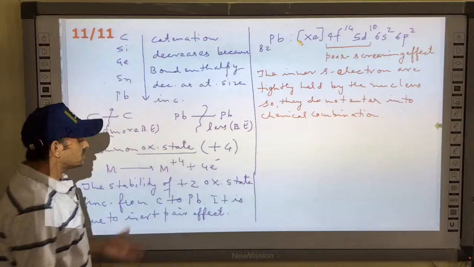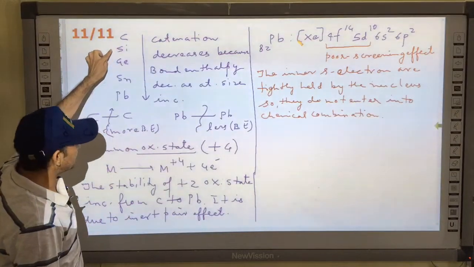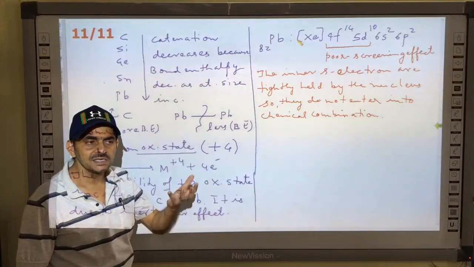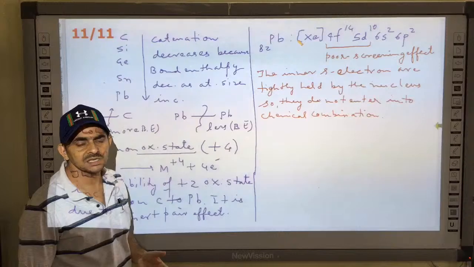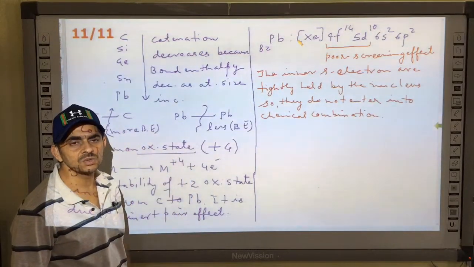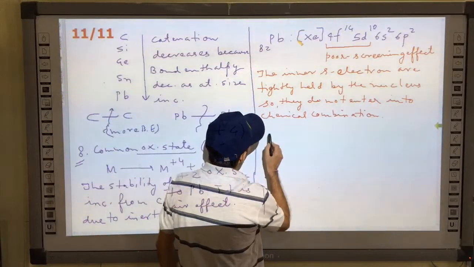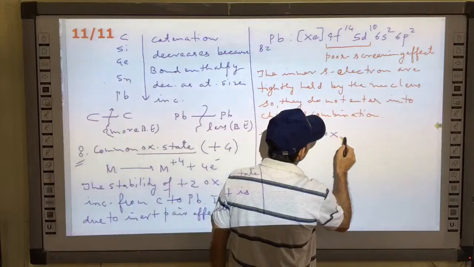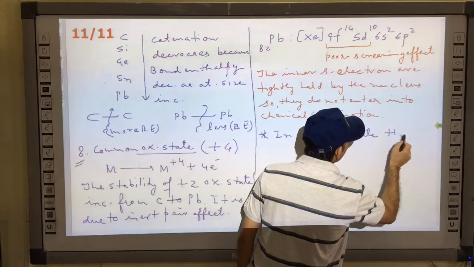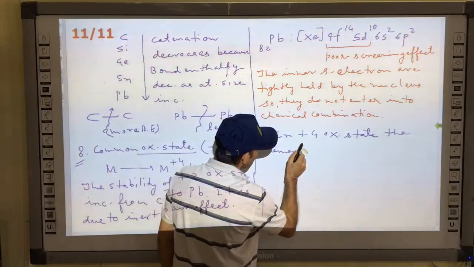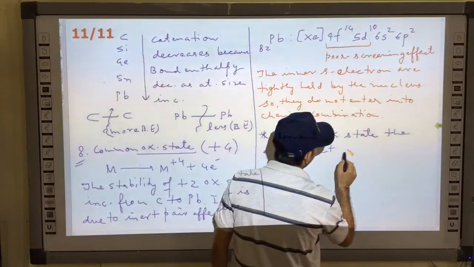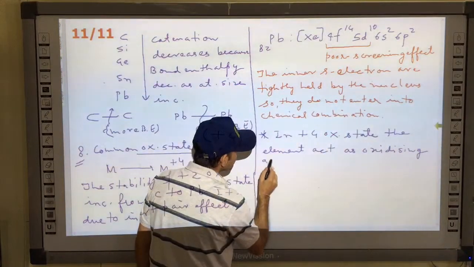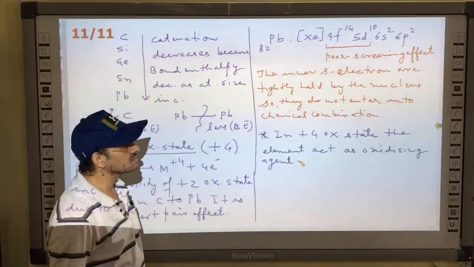So due to this inert pair effect, the stability of the +2 oxidation state increases from carbon to lead. Lead exists in the +2 oxidation state. Lead rarely forms compounds in the +4 oxidation state. The most common oxidation state of lead is +2. Clear? Now, in the +4 oxidation state, the element acts as an oxidizing agent.